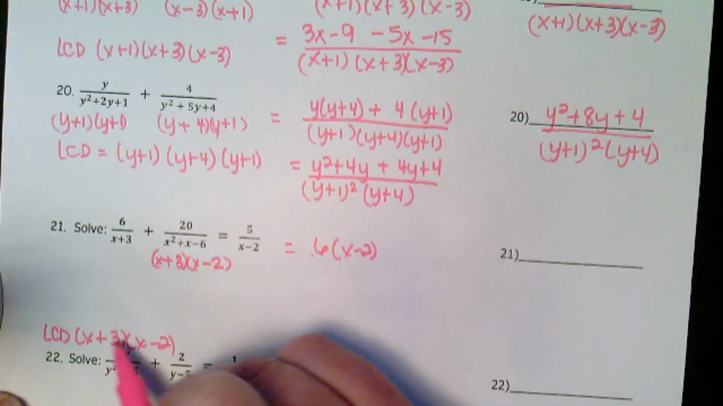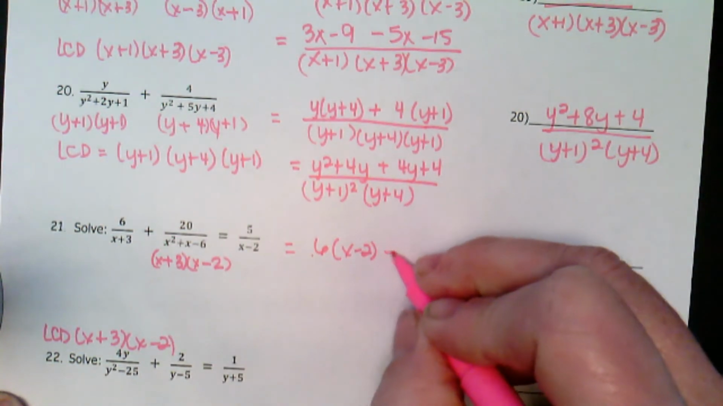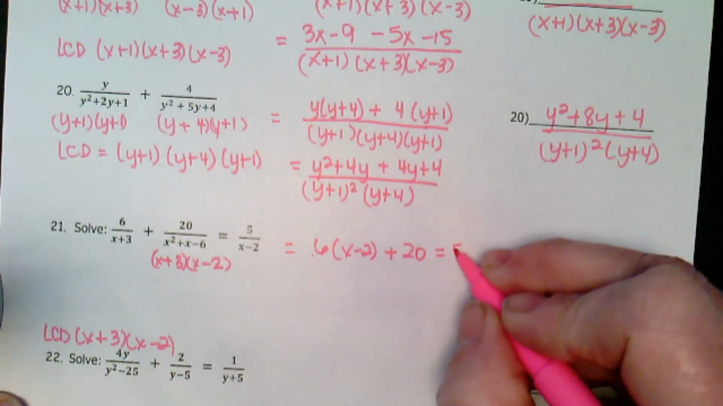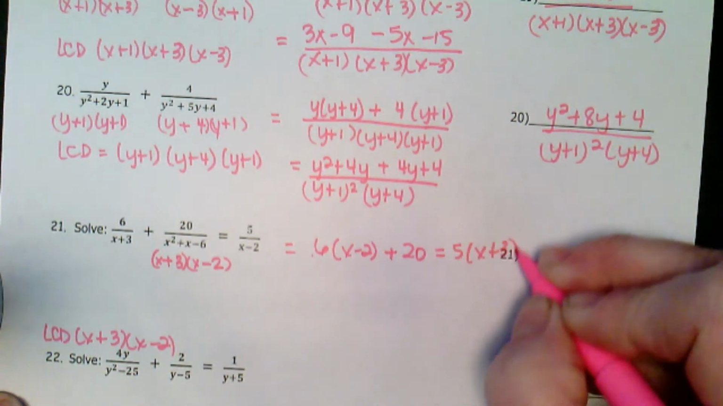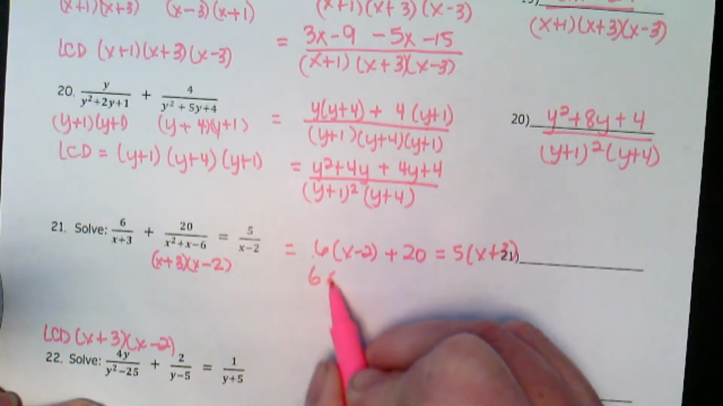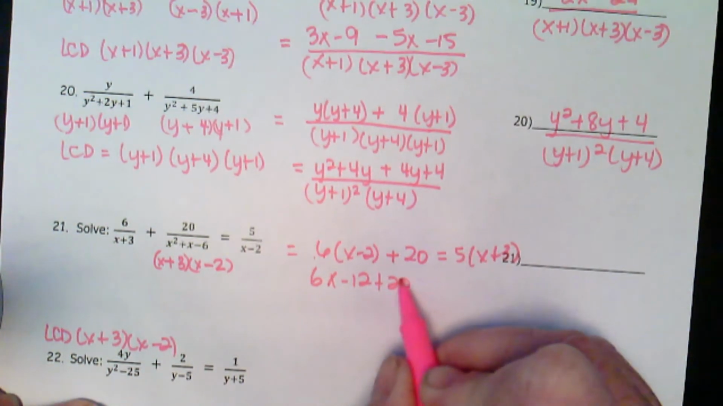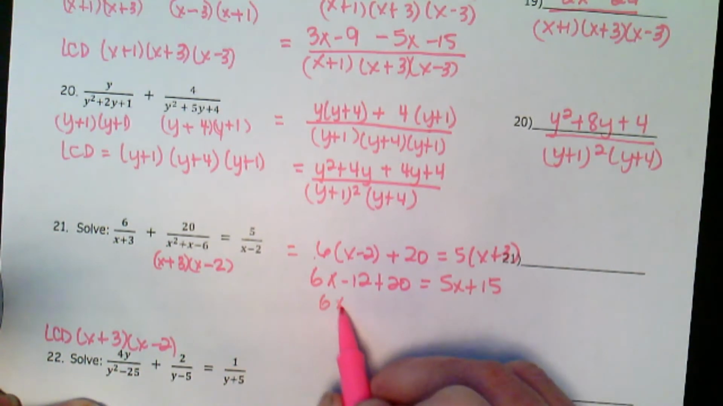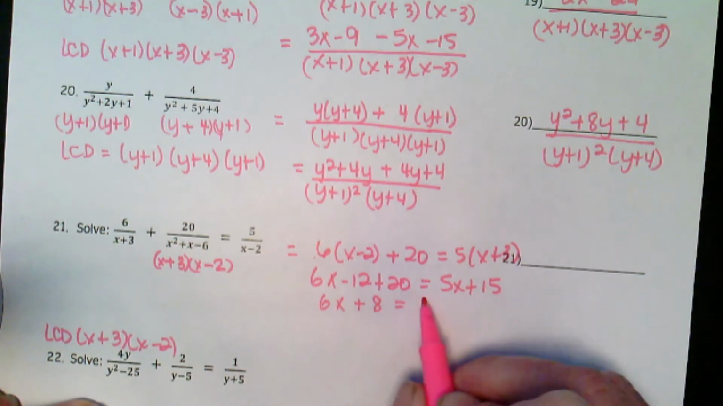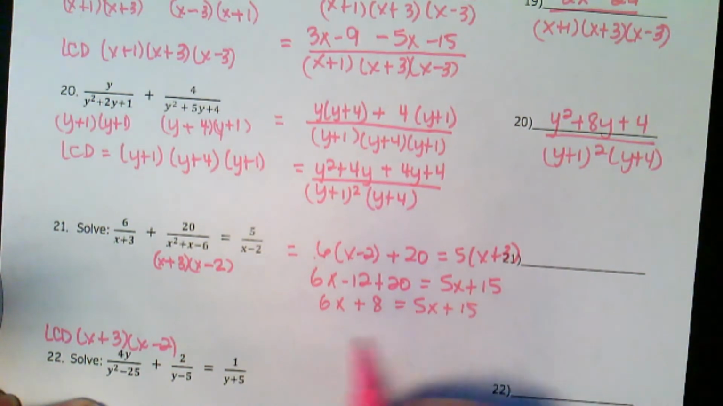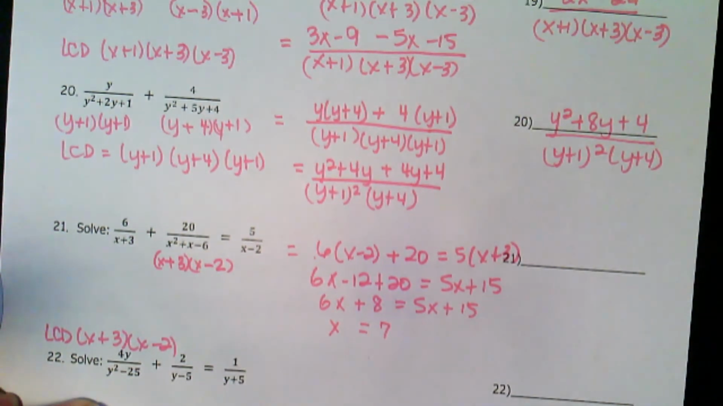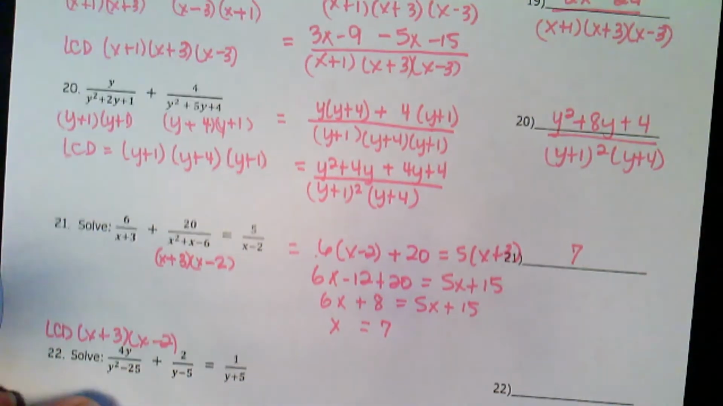When we do the second one, the bottoms will cancel out and then we just leave the 20 on top. And your third one, we're left with 5 and x plus 3. Then I'm going to distribute. Combine like terms. Put my x's on one side and my numbers on the other. And I get 7. So that one came out nice and pretty.